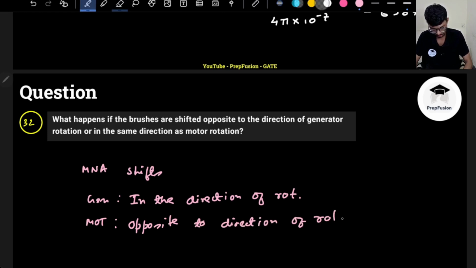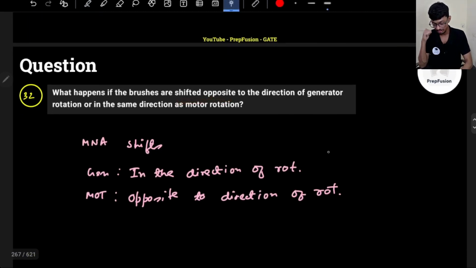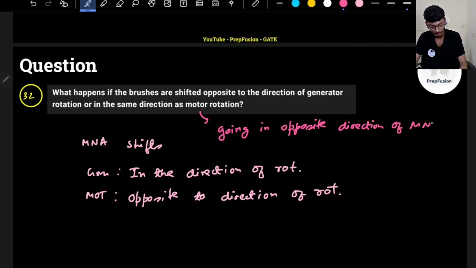of rotation. Correct? So here what we are doing is actually the opposite, right? We are shifting opposite to the direction for the generator, and for the motor we are also doing the opposite. So we are not going in the direction of the MNA; hence in the question we are going in the opposite direction of the MNA. And if the MNA is shifting and we are moving our brushes in the opposite direction of the MNA, that means there will be a commutation problem.